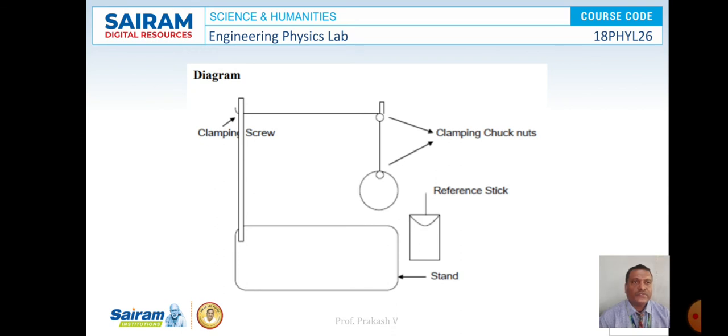The length of the wire, that is the distance between the two chuck nuts between which the wire is fixed, will be recorded, and the radius of the wire is also recorded by making use of a screw gauge.